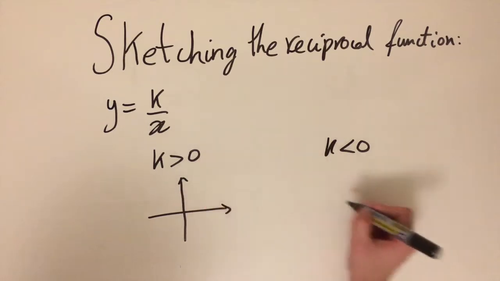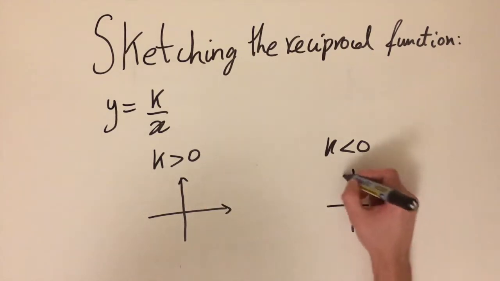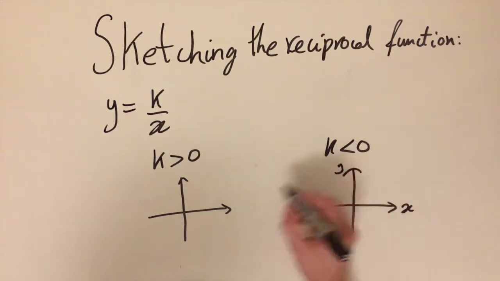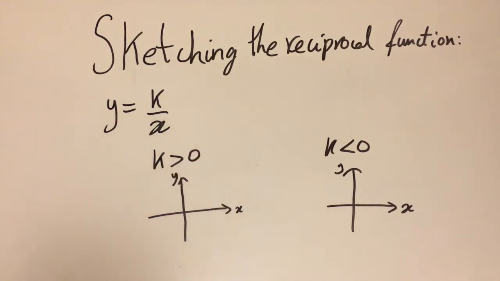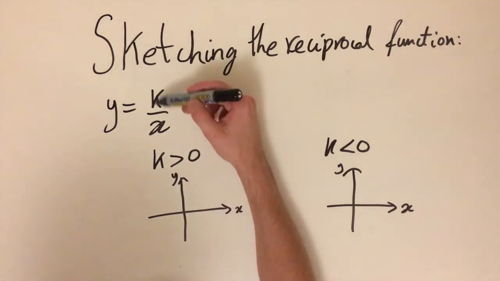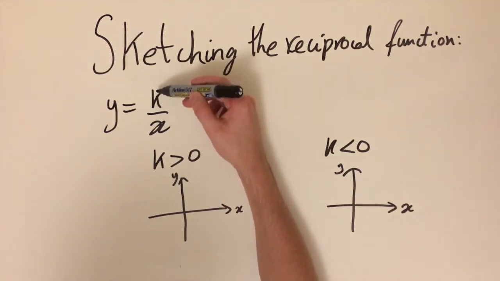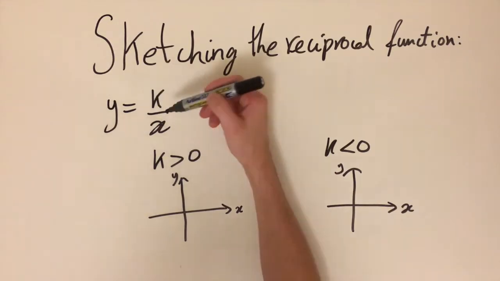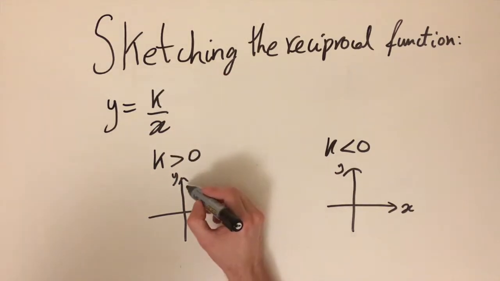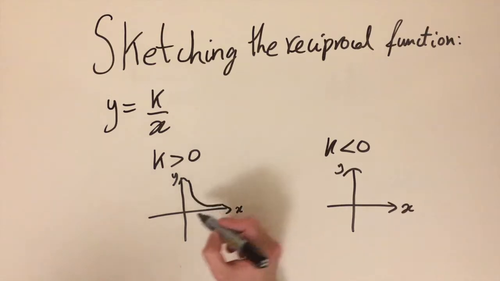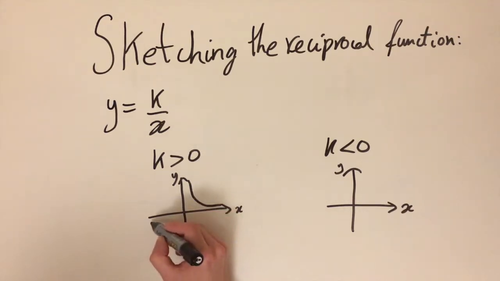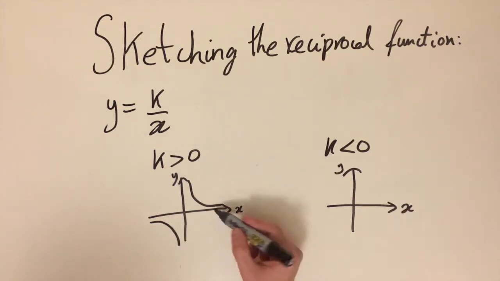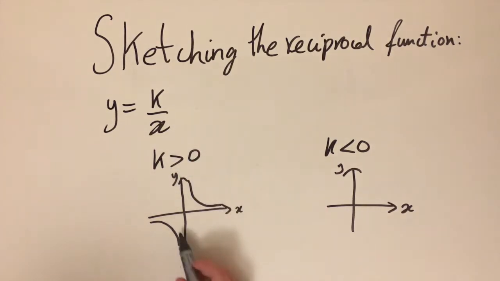So I'm just going to draw two graphs out here, and we're going to have a look to see what they look like. So x and y axes. Now if k is positive, we're going to get something very similar to when k was 1, when we just had 1 divided by x. We're going to have something looking like this, where it comes down in the first quadrant and the third quadrant. So when x is positive, then y is always positive, and when x is negative, y is also negative.